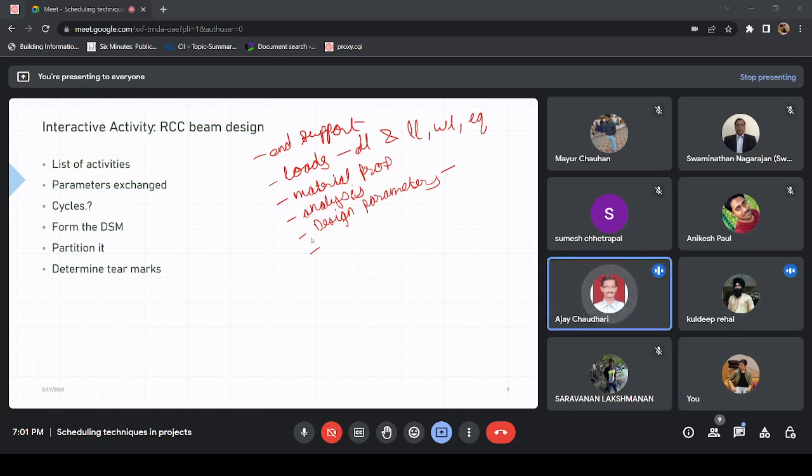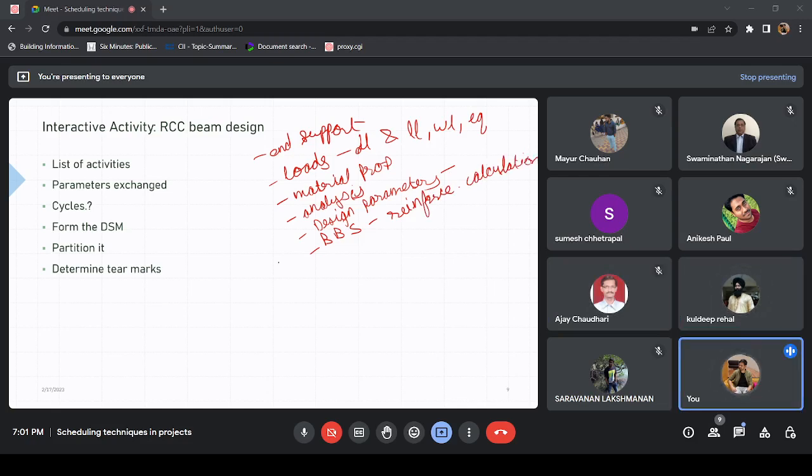Bar bending details, okay, BBS. I mean, calculating the reinforcement, right? Yes, sir. Okay, the reinforcement calculation was not here, so I wrote that. Anything else?